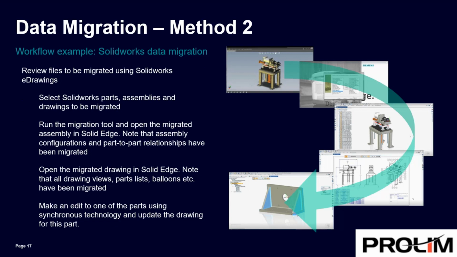We migrate them using the specific embedded Solid Edge migration tool. So for this instance, we would be using the SolidWorks migration tool. Once the migration is complete, we open to verify that everything migrated over and we're good to go. Then from there, we make quick and easy edits if they're required to any of the parts or the assembly files, and then we quickly update the associated drawing files.